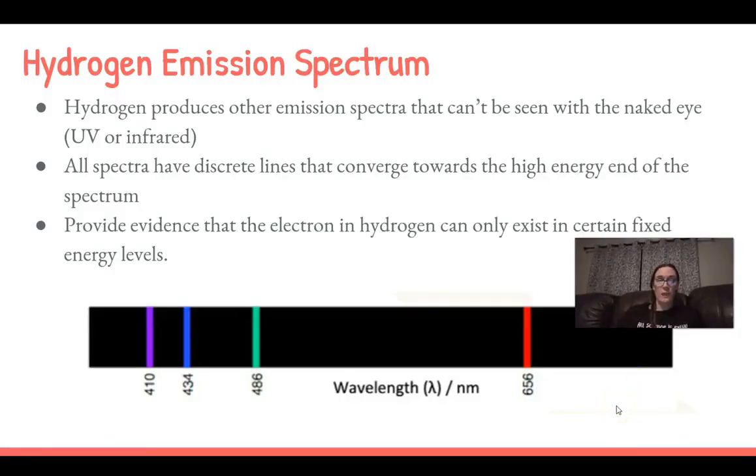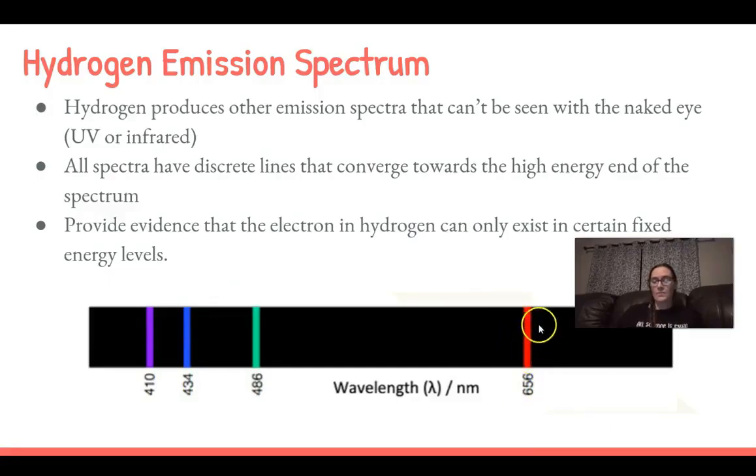Just to recap, when the electron in hydrogen gains energy, the electron moves up to different energy levels, and then when it falls back down, it releases photons of light of specific wavelengths. So we see specific colors. Specifically, transitions from the 6th energy level down to the 2nd would produce this violet light. From the 5th to the 2nd produces this blue. The 4th to the 2nd produces this green, and the 3rd to the 2nd produces the red.